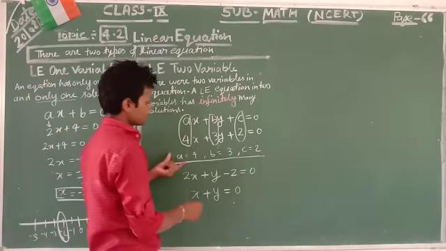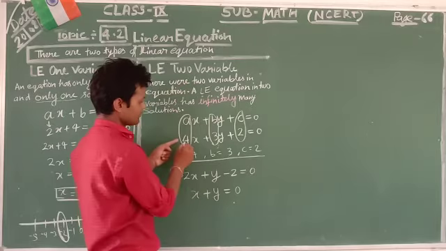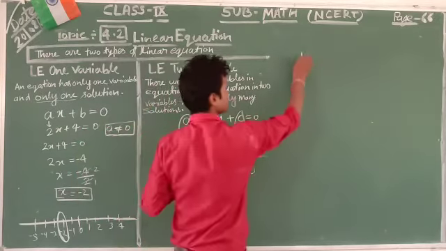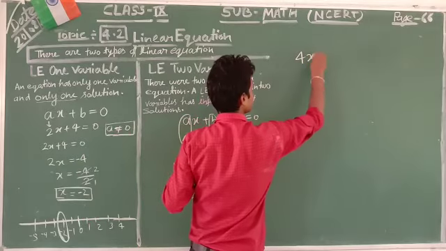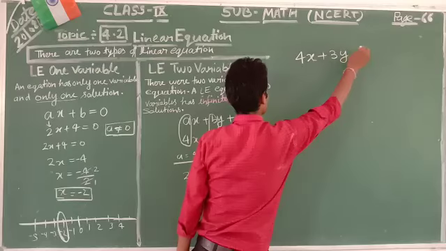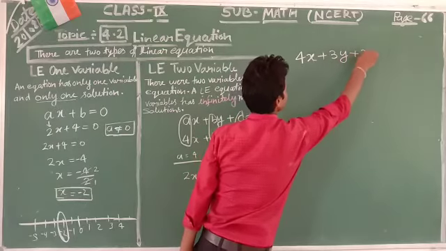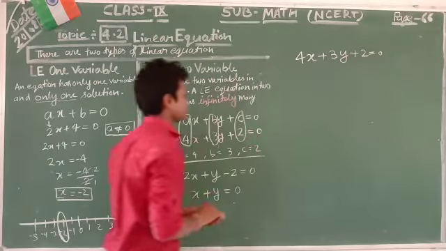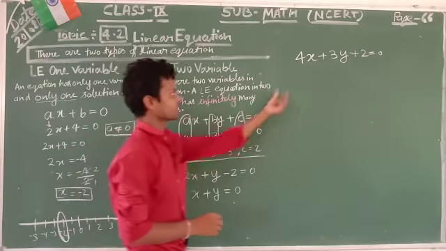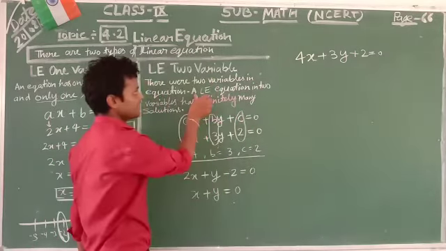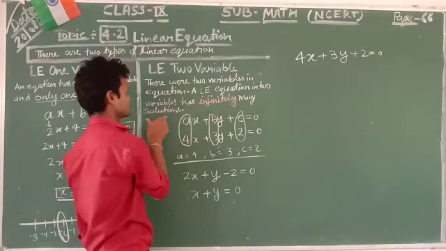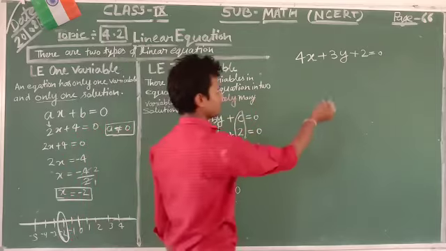Now we are going to solve your first equation. First we take this: 4x plus 3y plus 2 is equal to 0. You look here. First we take an example. We write here that a linear equation in two variables has infinitely many solutions. For checking, now look here.